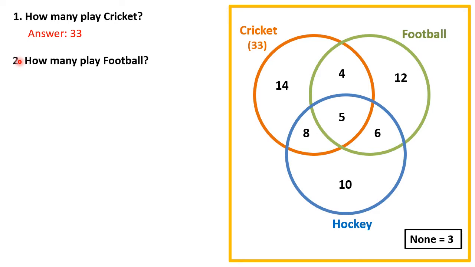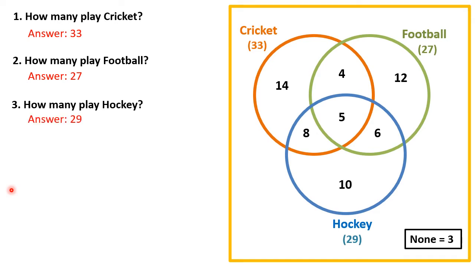Question number 2. How many play football? So we need to add all the values inside the football circle. 4, 5, 6, 12. The addition of this comes out to be 27. So the answer for question number 2 is 27. Third question. How many play hockey? Now you can guess. It is 8 plus 5 plus 6 plus 10. That comes out to be 29.